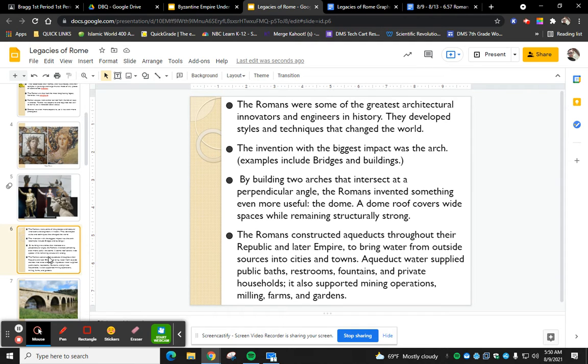Think of a football stadium with a covered dome. Okay, it's a nice open roof, but it keeps everything secure.